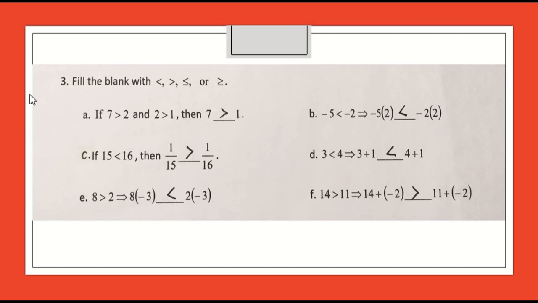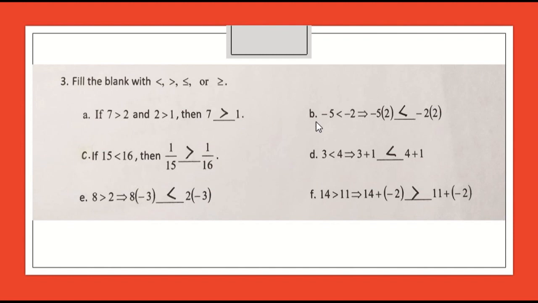Number 3, fill the blank with less than, greater than, less than or equal, or greater than or equal sign. A. If 7 is greater than 2 and 2 is greater than 1, then 7 is greater than 1.